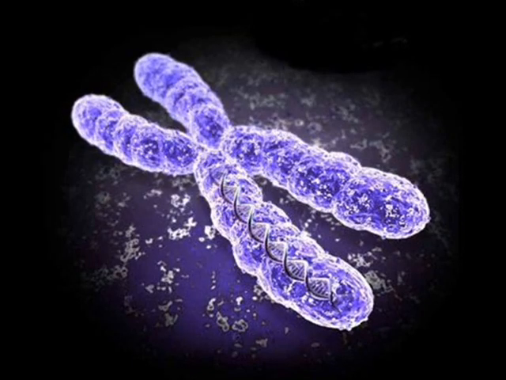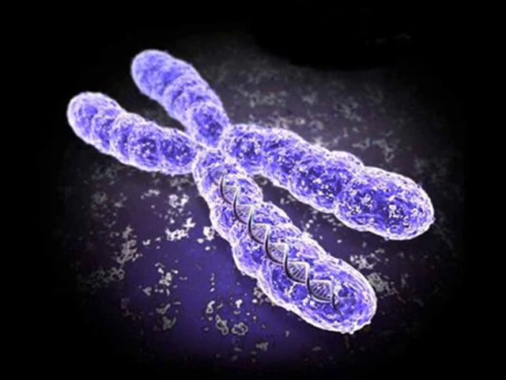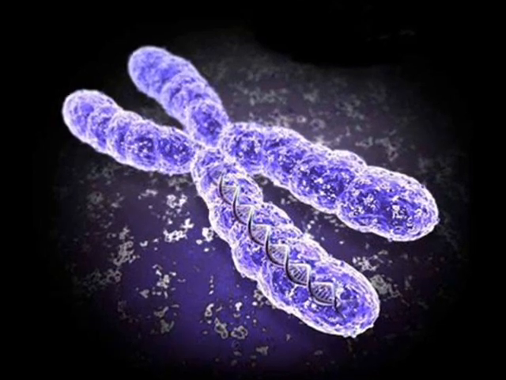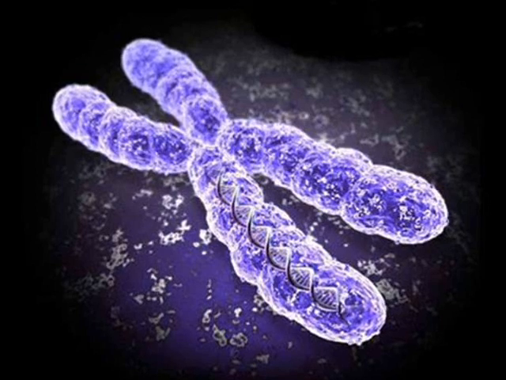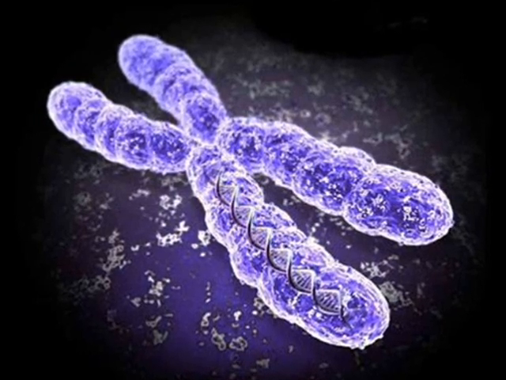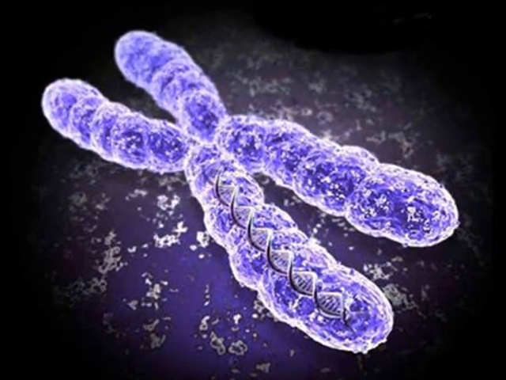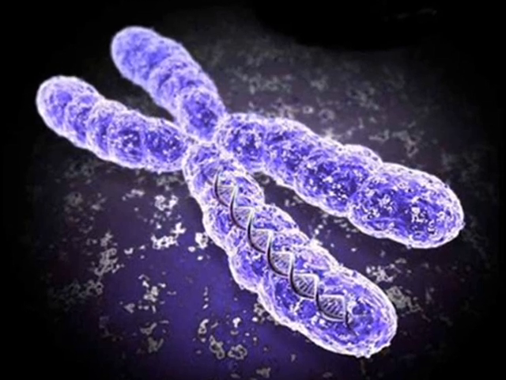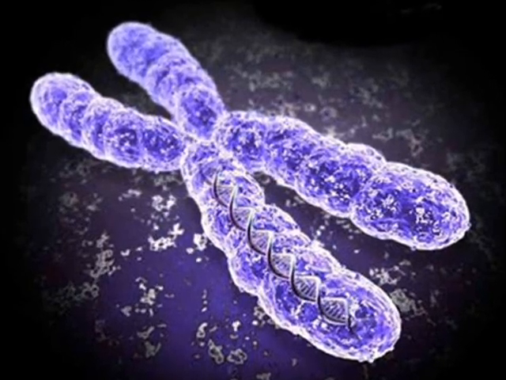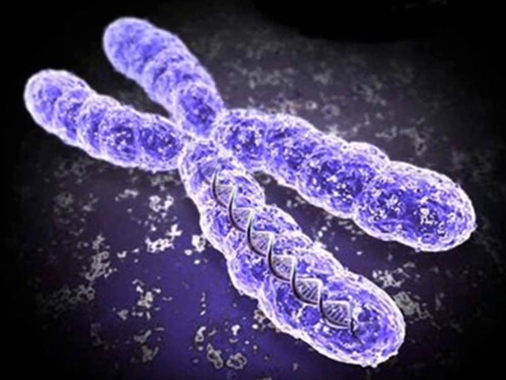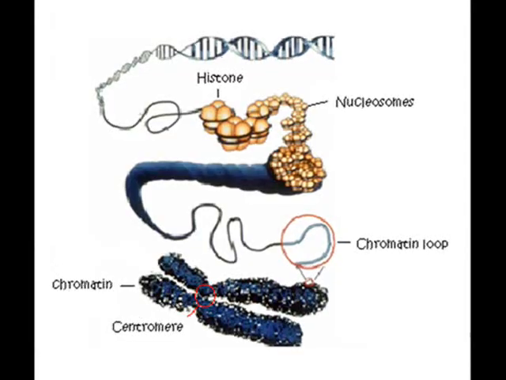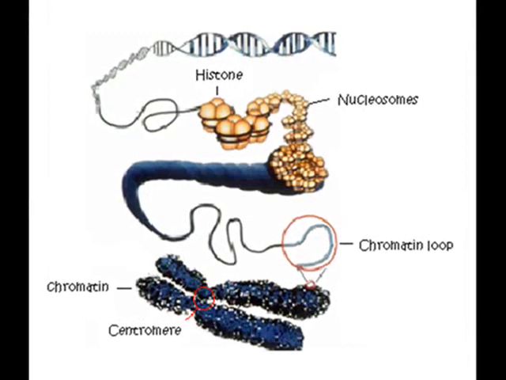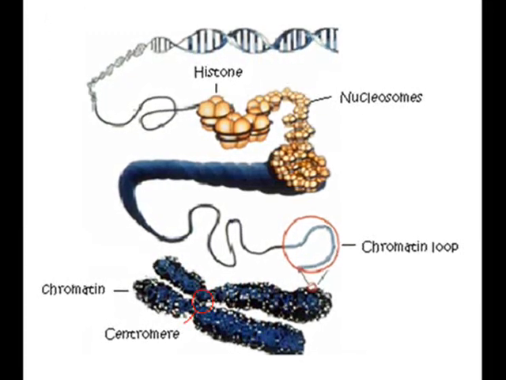Eukaryotic DNA is packaged into highly condensed chromosome structures with the help of many proteins. The DNA and proteins make up a substance called chromatin. The first level of packaging is done by a class of proteins called histones. A group of 8 histones come together to form a disc-shaped histone core. The structure made up of a histone core and DNA around it is called a nucleosome.